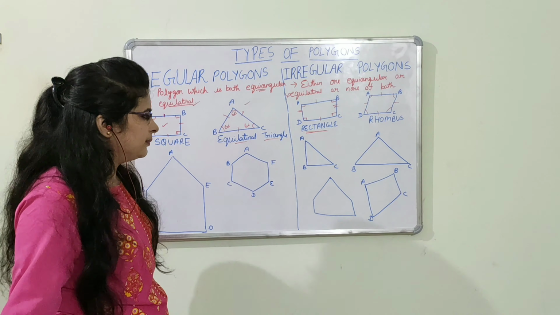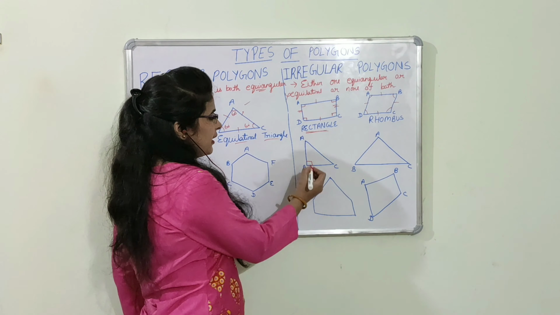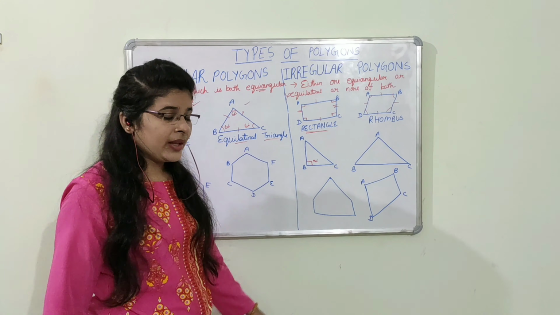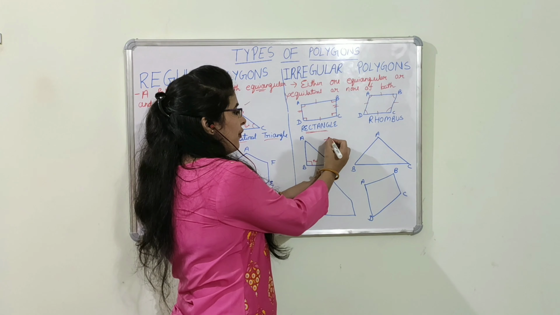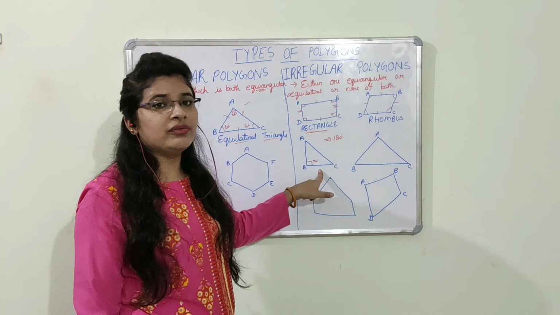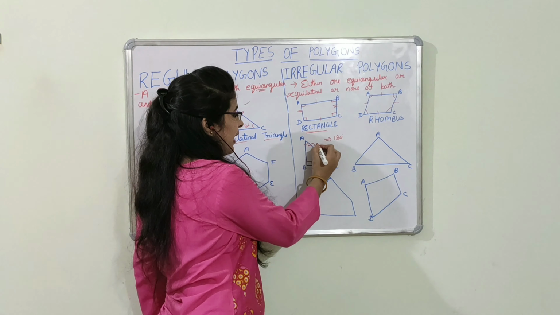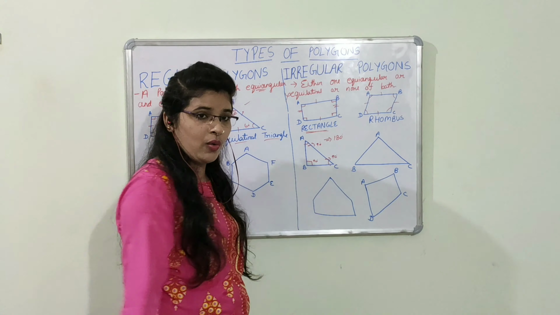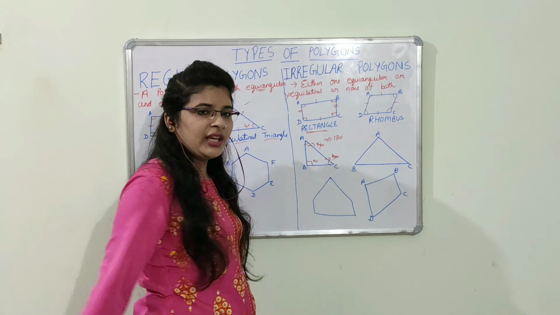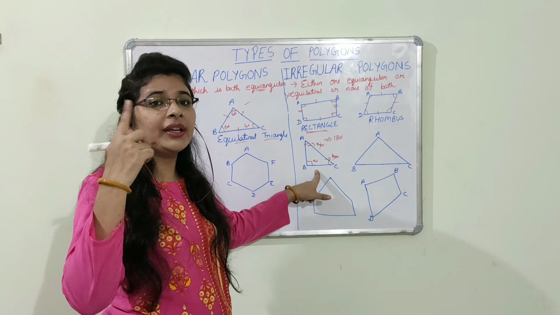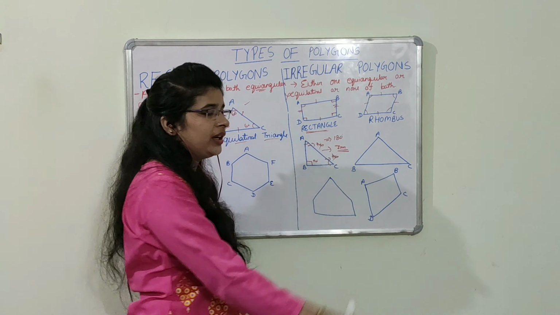Now, this is a right angle triangle. This is a right angle triangle, meaning this angle is equal to 90 degrees. When this angle is equal to 90 degrees, and we know that the sum of all the angles in a triangle is equal to 180 degrees, can angle A and angle C, can this angle and this angle each be equal to 90 degrees? No. Why? Because then their sum will become 270 degrees. Therefore, this triangle is not equiangular. Therefore, this triangle is an example of an irregular polygon.